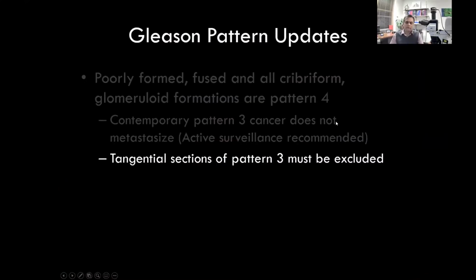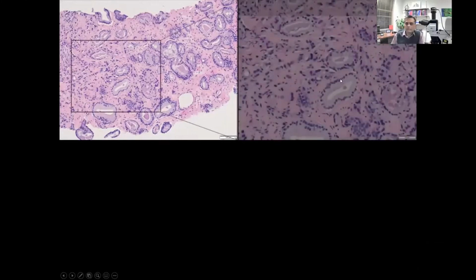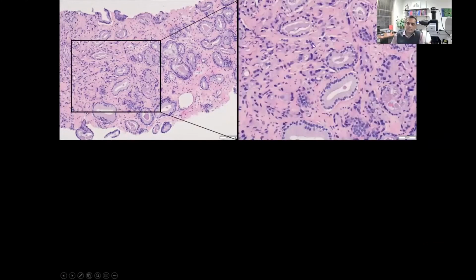And then finally, you have to make sure that you avoid calling tangential sections of Gleason pattern 3 as Gleason pattern 4. In my mind, this is one of the key confounders leading to Gleason pattern 4 overcall, right? So let's take a look at a couple of examples quickly. So here you can see discrete Gleason pattern 3 glands. And then in this area, if you look closer, you can see these small, poorly formed, and in many places, fused glands, clearly at least Gleason pattern 4, right?